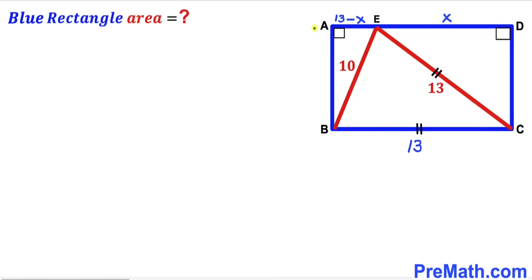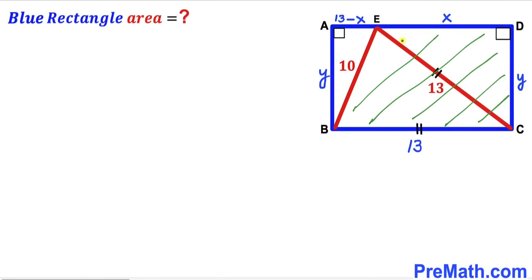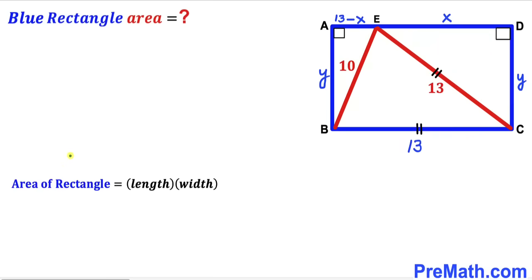Furthermore, I'm going to label side AB as y. Then DC has got to be y as well. Since we are interested in calculating the area of this blue rectangle ABCD, let's recall the area of rectangle formula: area is always equal to length times the width. In our case, the length is 13, whereas the width is y. So the blue rectangle ABCD area has got to be 13 times y.